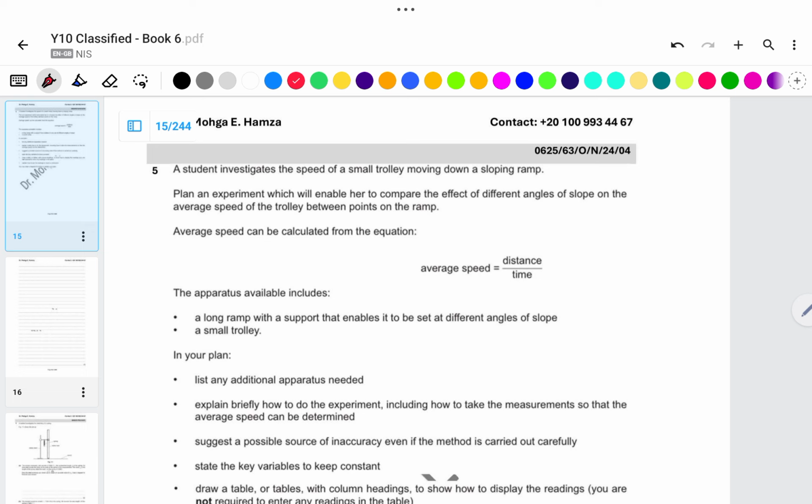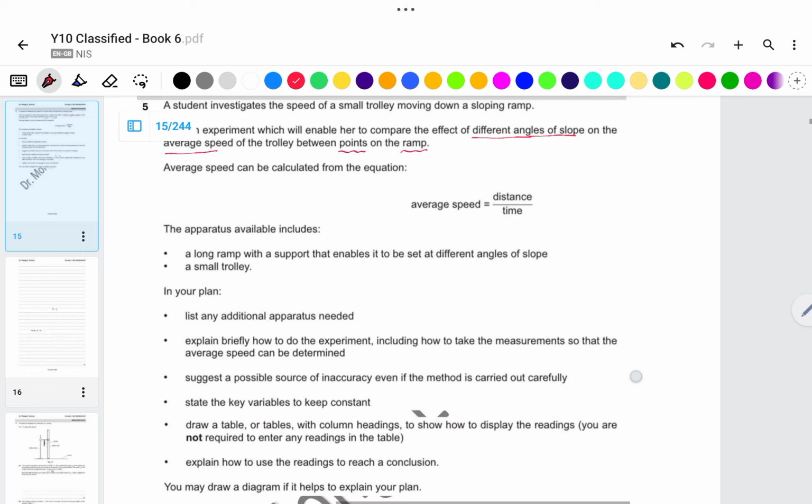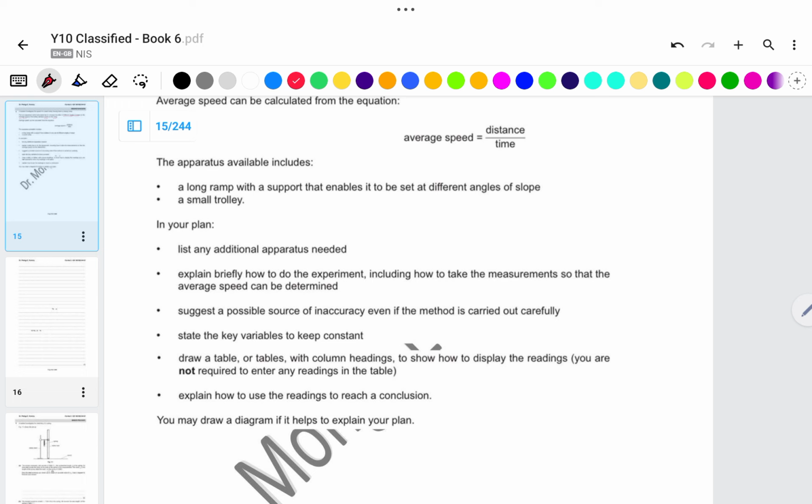A student investigates the speed of a small trolley moving down a sloping ramp. Plan an experiment which will enable her to compare the effect of different angles of slope on the average speed of the trolley between points on the ramp. Okay. The speed is calculated by distance over time. The apparatus they gave us was a long ramp with support that enables it to be set at different angles, and a small trolley. Now this is a question worth 7 marks. So they're going to give you in the plan exactly where to score your 7 marks.